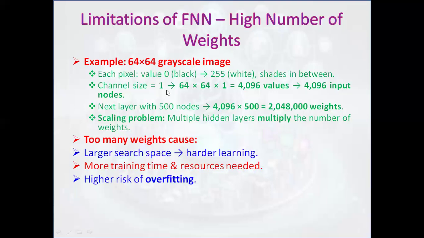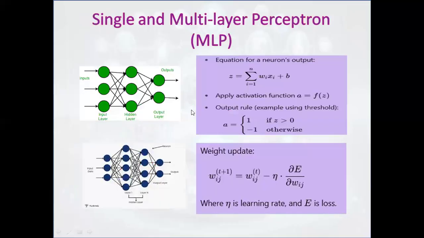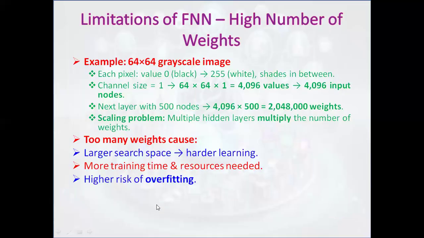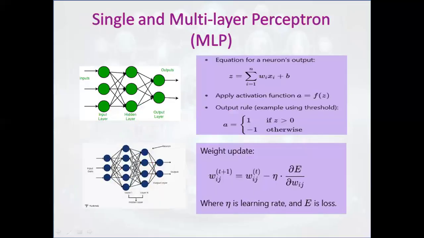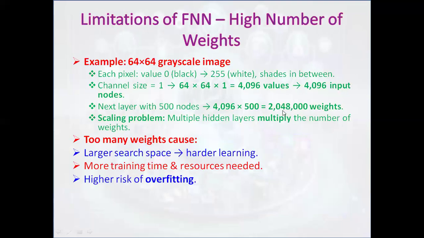And the channel size, how we have to take it: 64 into 64 into 1, so 4096 values. So these many input nodes we have to use. And for the next layer, say this is the first layer and this is the second layer, if I take 500 nodes in the second layer, all these 4096 values should be multiplied with 500. So we get 2,048,000 weights. These many weights we need to have.